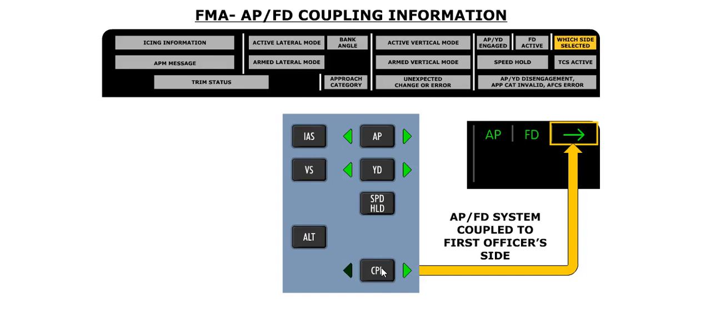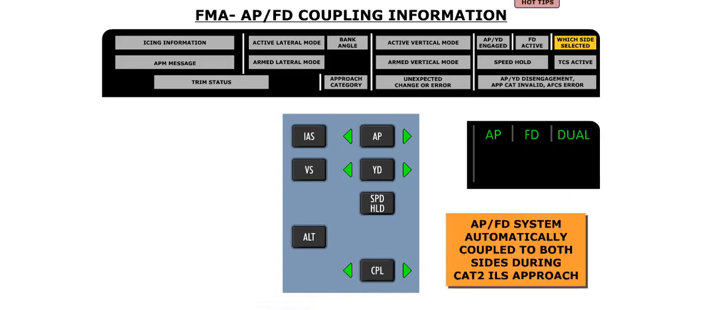In addition to the green arrow in the FMA, the arrow adjacent to the CPL push button will also indicate the direction of the coupling. A dual coupling mode occurs automatically during a Category 2 ILS approach. This dual coupling will be indicated by the illumination of both arrows on either side of the CPL push button on the FGCP, and the dual message on the FMA.